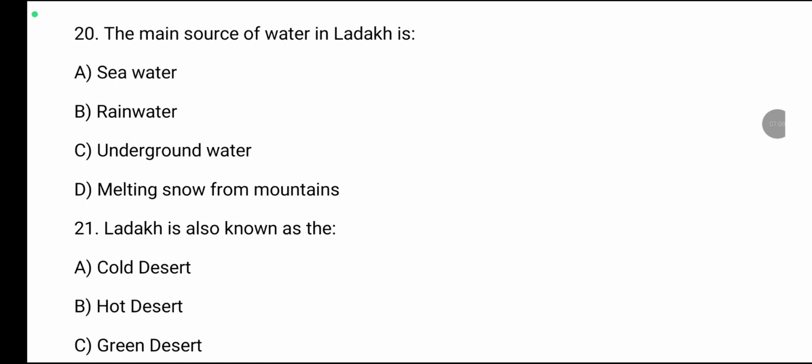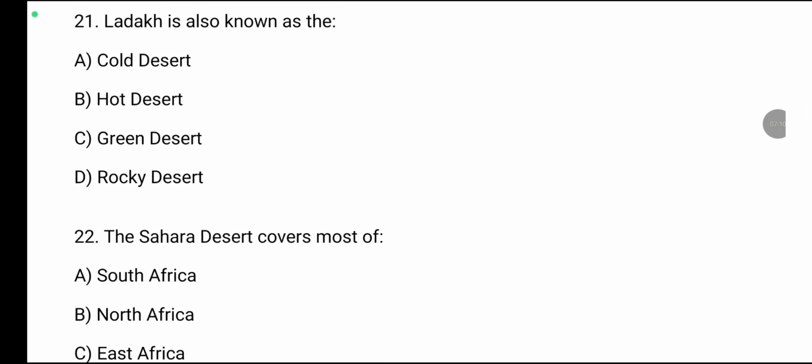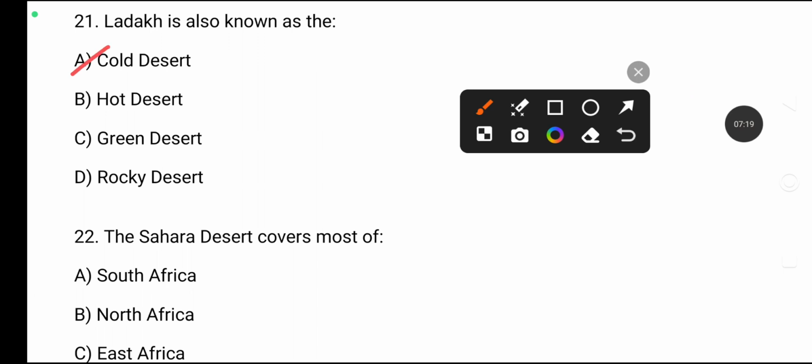Now moving on to question number 21. Ladakh is also known as a dash. Cold desert, hot desert, green desert, rocky desert. It is a cold desert. Ladakh is known as a cold desert.